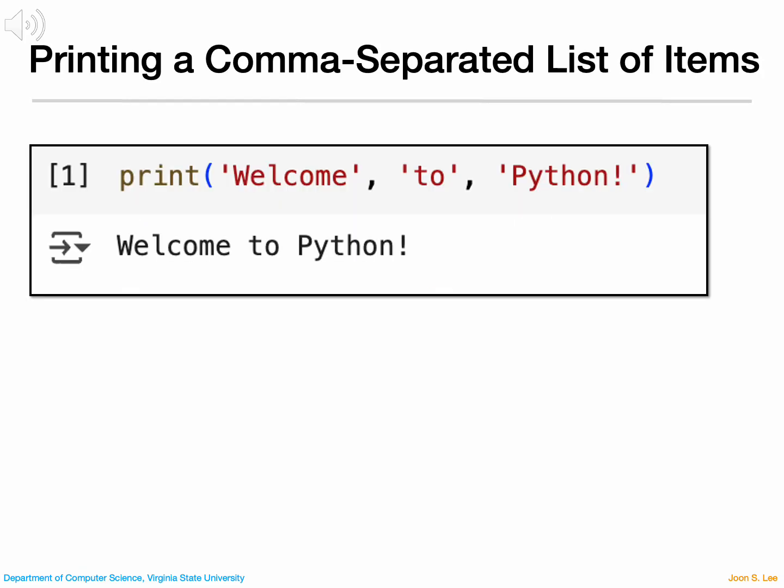Here's another example of the print function, but this time with multiple arguments. Notice the code, print(welcome, to, Python). We are passing three separate pieces of text into the function, separated by commas. What Python does is combine them into a single output, automatically adding spaces between each argument. That's why the result appears as welcome to Python, with spaces in between, even though we didn't type the spaces ourselves. This shows how print can take more than one argument and display them all together in one output line.